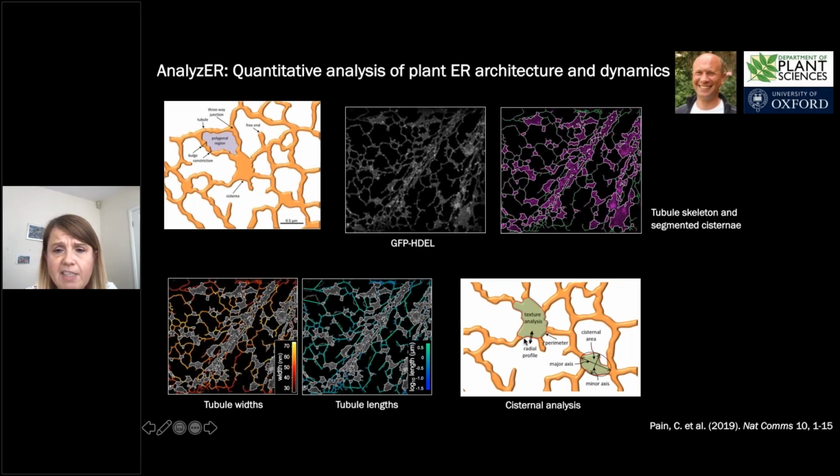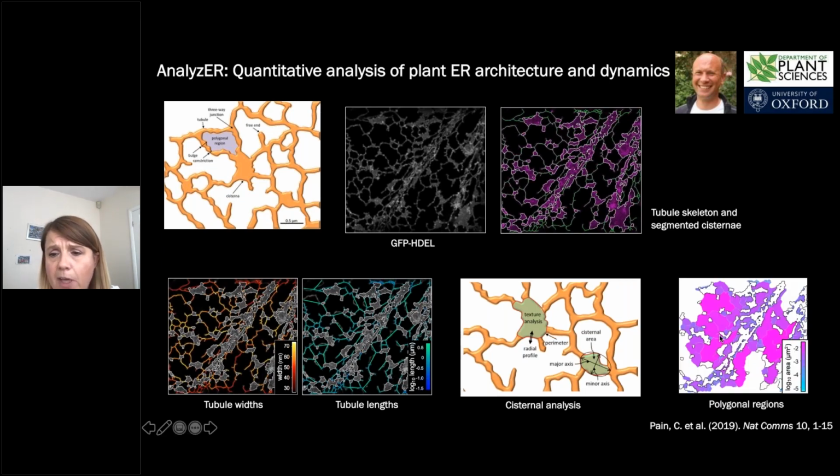We can do texture analysis, for example, because the cisternae aren't homogeneous. They actually show different light and dark regions. And we can also make measurements of cisternal area and see how these change between images. And finally, we can make measurements of the polygonal areas, which is the negative space, if you like, between the tubule network. And in addition to the static architectural image properties, we can also look at changes in the movement of the ER and its change in dynamics across different treatments.